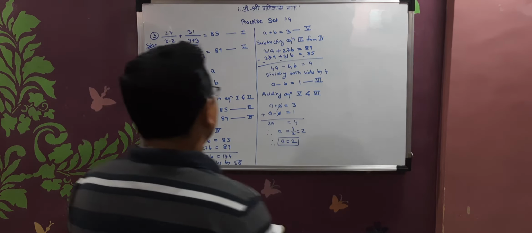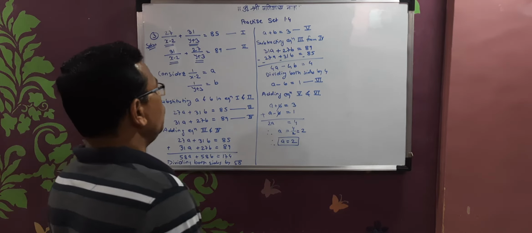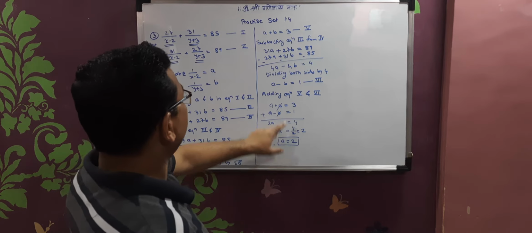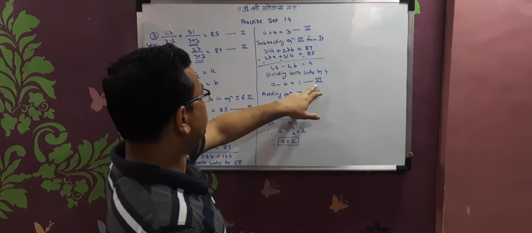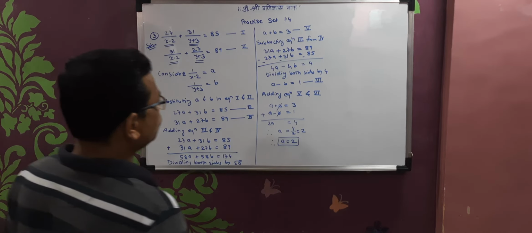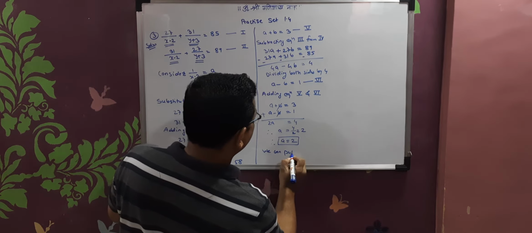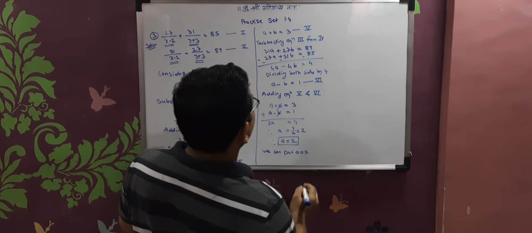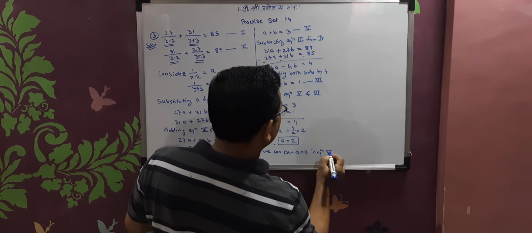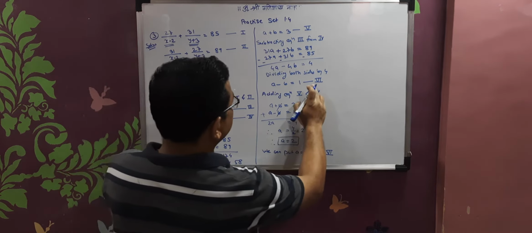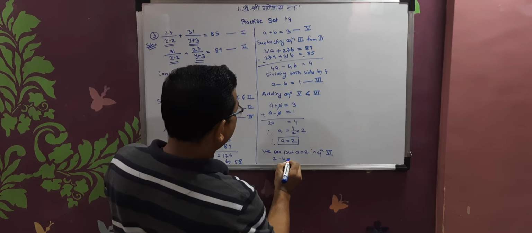Now moving further, we have to calculate the value of b. We can put a is equal to 2 either in equation 5 or 6 and we can get the value of b. So we can put a is equal to 2 in equation number 6. What is equation number 6? This is a minus b is equal to 1. So 2 minus b is equal to 1.